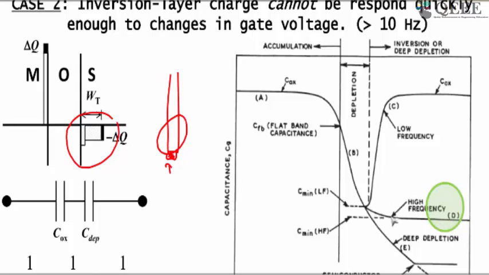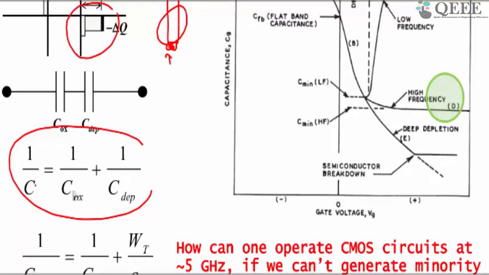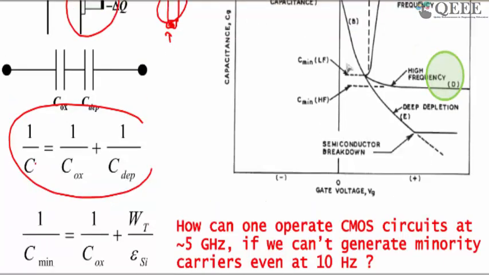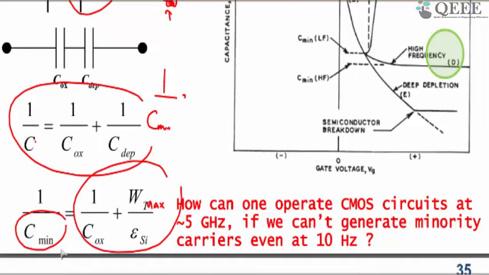So what is this capacitance? If you look at this, 1 over C is equal to 1 over Cox plus 1 over C depletion. We saw that the depletion width reaches a maximum at the inversion condition, so you can find the C minimum. 1 over C minimum is equal to 1 over Cox plus 1 over C depletion at the maximum depletion width. So you compute the maximum depletion width and then you can find the C minimum. If you want to solve any problem, this is how you calculate this minimum capacitance.